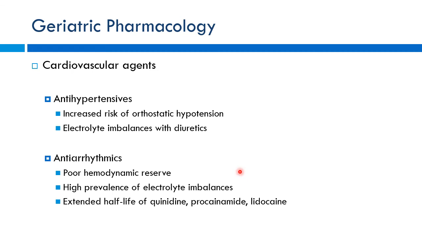Cardiovascular agents, obviously antihypertensives are going to increase that risk for orthostatic hypotension. Patients may develop electrolyte imbalances with diuretics. That can predispose to things like arrhythmias, altered mental status, all kinds of things here. And then the antiarrhythmics themselves, these patients have pretty poor hemodynamic reserve, so much more likely to develop things like hypotension. And then because of their electrolyte imbalances, they're much more likely to develop arrhythmias, especially with these drugs here.